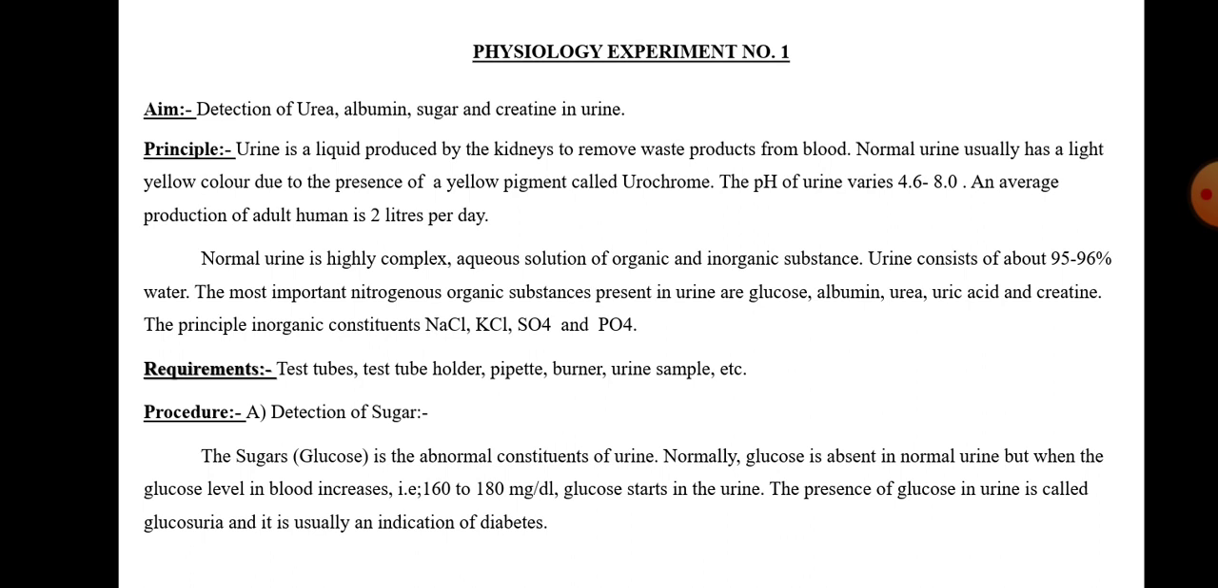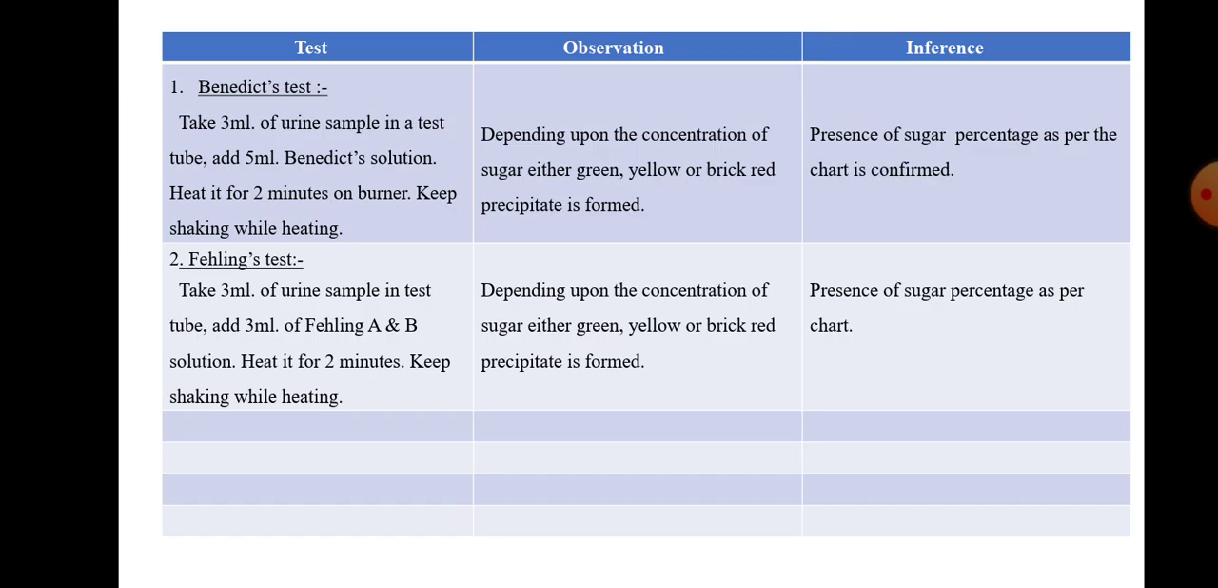So, sugar is one of the abnormal constituents of the urine. Normally, in an adult the glucose is absent in urine, but when the blood glucose level increases, that is from 160 to 180 milligram per deciliter, glucose occurs in the urine. The presence of glucose in the urine is called glucosuria, and the person is said to be suffering from diabetes. Now here are some tests for detecting sugar.